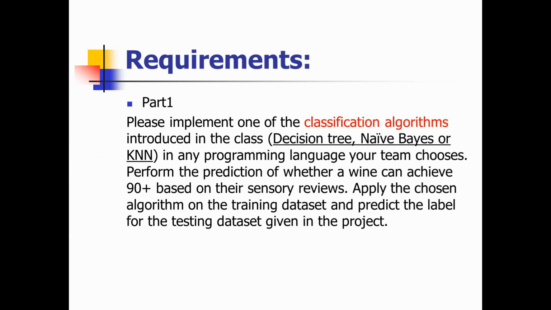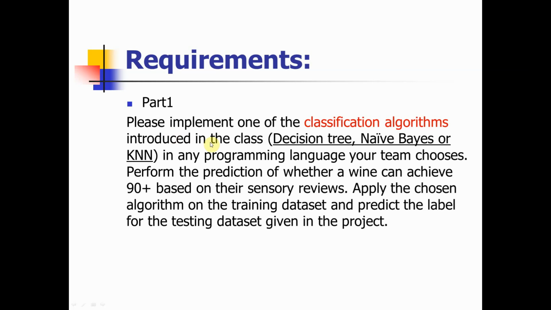Therefore, here are the requirements for your project. Part 1, the very first part, is that please implement one of the classification algorithms introduced in the class. So you can choose from decision tree, naive Bayes, or k-nearest neighbor. Of course, decision tree and naive Bayes are the two algorithms that really build a model or do some pre-calculations before we make the prediction. Of course, if you choose k-nearest neighbor, it's a lazy learner algorithm, then you would need to use the training data to compare the distances with the testing data set and then make your predictions.